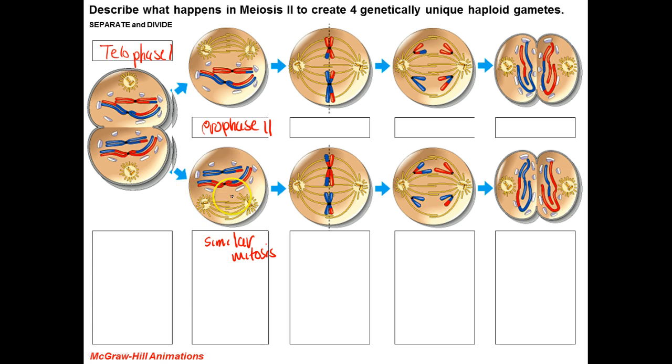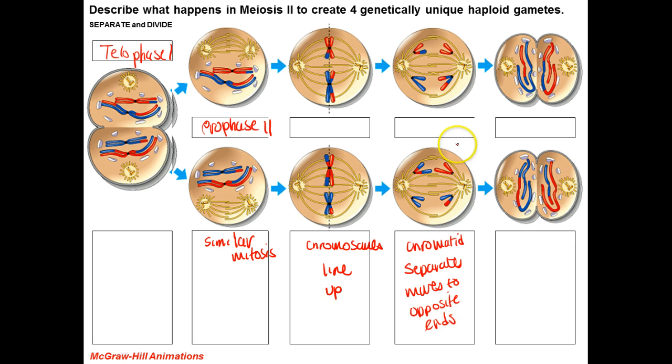Okay, so you see the nuclear membrane disappearing, your spindle fibers forming, and here, just like in mitosis, you have chromosomes line up. And here, each chromatid separates, moves to opposite ends, and then here you have telophase, and again now our chromosome becomes chromatin, and it's a haploid cell.